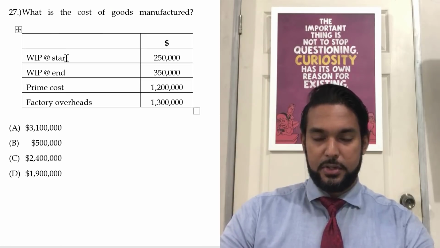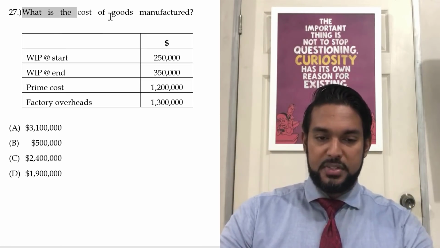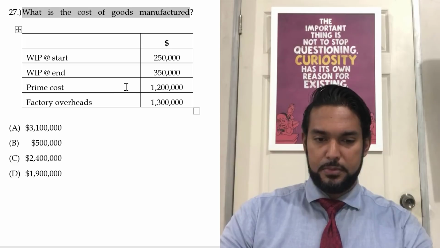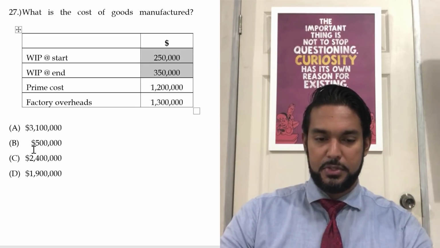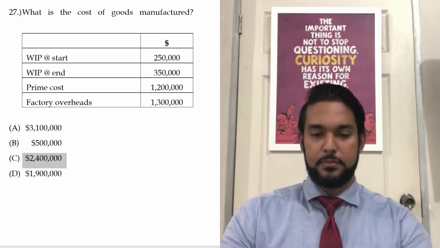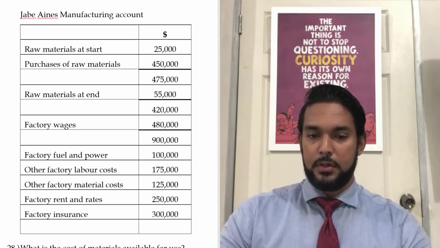All right, I can't really, okay, sorry. What is the cost of goods manufactured? So prime cost plus overheads plus work in process at start minus work in process at end. So this is 2.5 minus 100,000. That's 2.4 million. Oh, I didn't put a number.